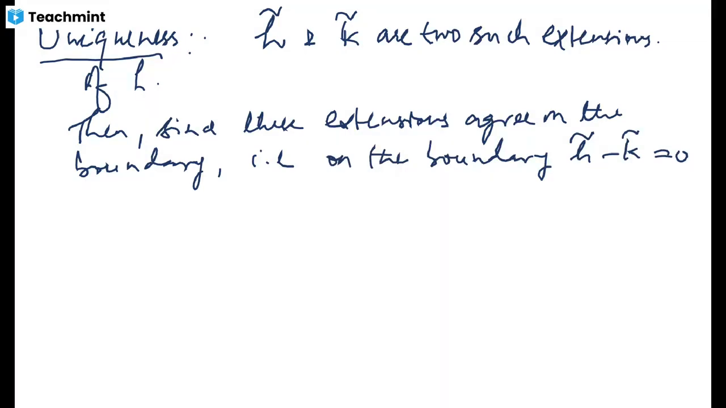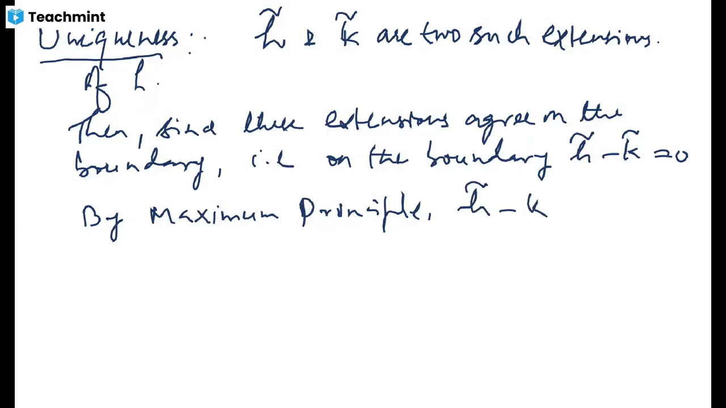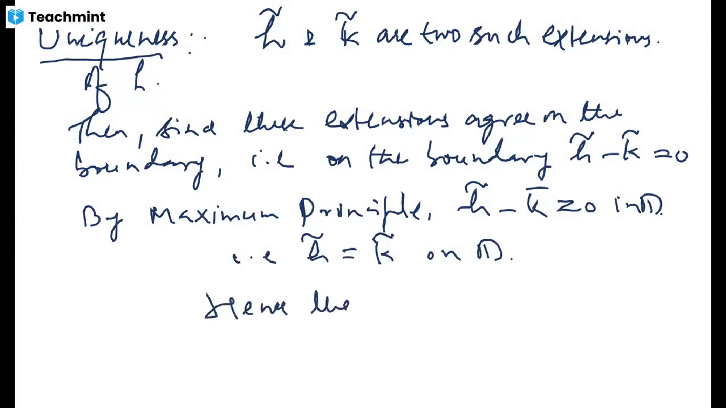So on the boundary they are 0, so by the maximum principle, since they are harmonic functions, inside the boundary their maximum is also going to be 0. By the maximum principle, h tilde minus k tilde is equal to 0 in the unit disk also. That is to say that h tilde is the same as k tilde on the unit disk, hence the uniqueness. So this is important, that they are unique.